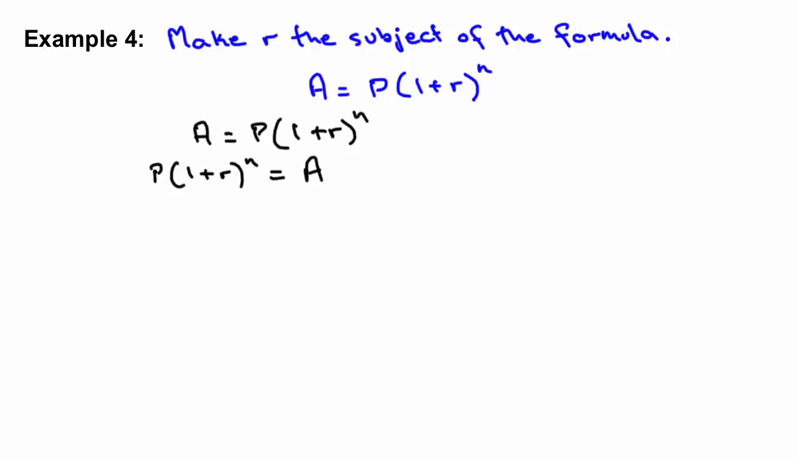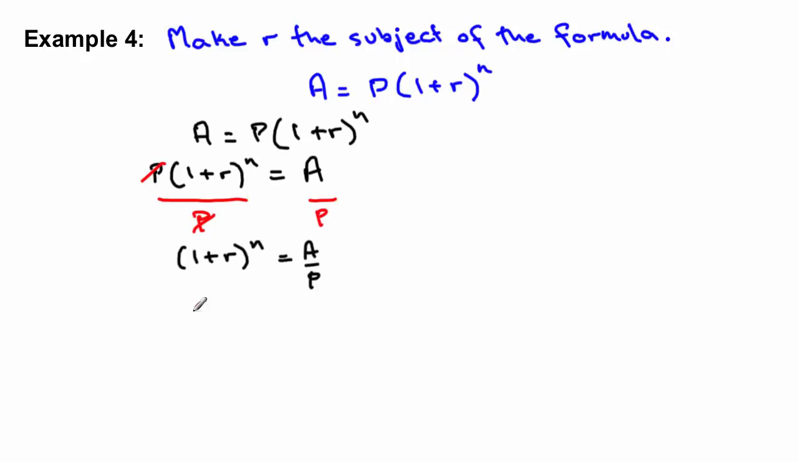Now we're going to remove P, and to do that we've got a times there, or a multiplication. So we're going to divide both sides by P. That will cancel that out. We're left with (1 plus r) to the power of n equals A over P. Now just as we took the power of 2 and made it into a square root on the other side to get rid of this power, we have to do the same here. We've got to find the nth root of this side.